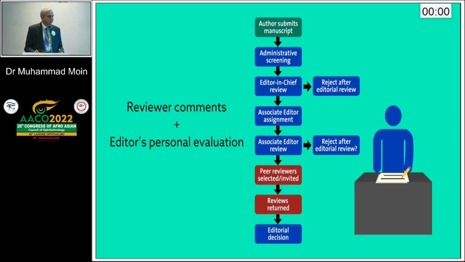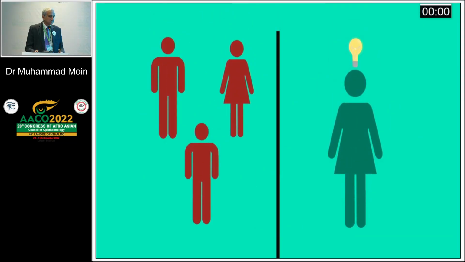Typically, the authors don't know who has reviewed their paper. This process is called single-blind review. Some journals may opt for a double-blind review in which both authors and reviewers are unknown to each other, or the review process can be completely open.